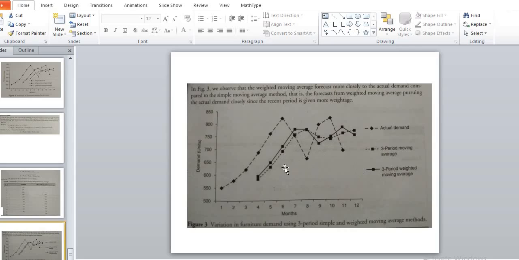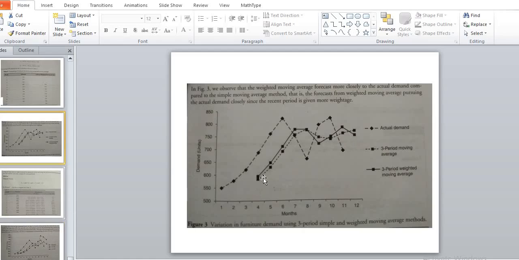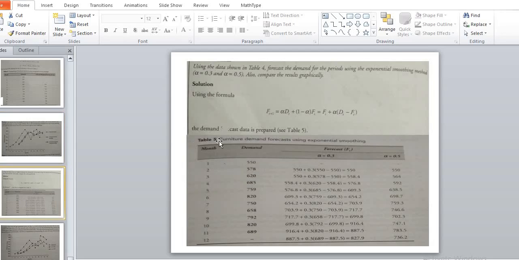method. So in this weighted moving average method, weightages are given to particular periods, and we can predict the demand closer to the actual. So another one is the smoothing method, the exponential smoothing method.